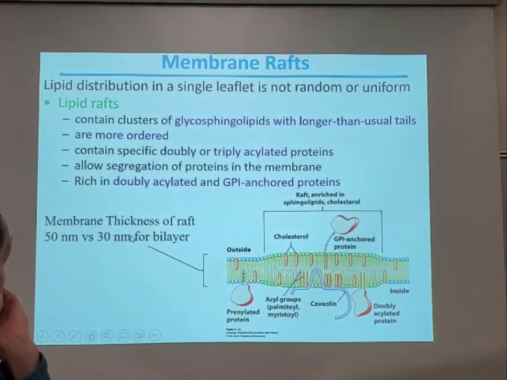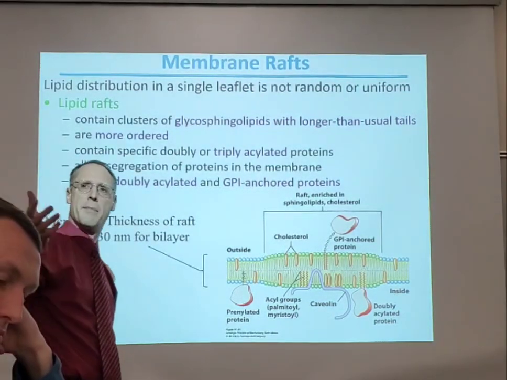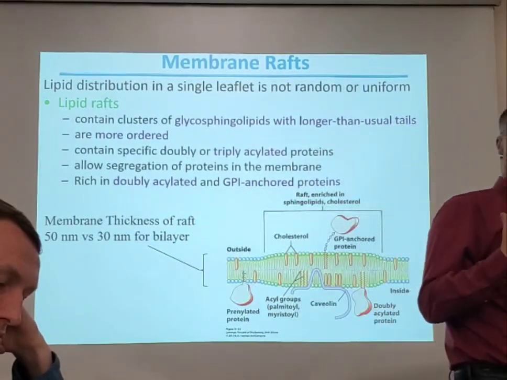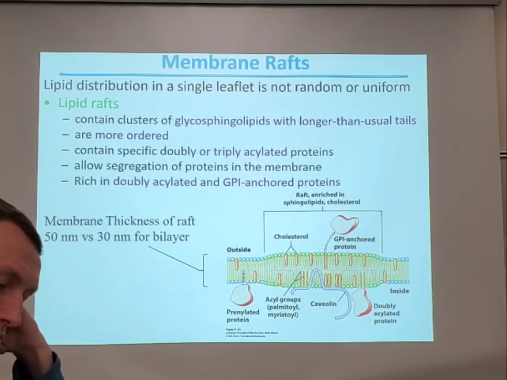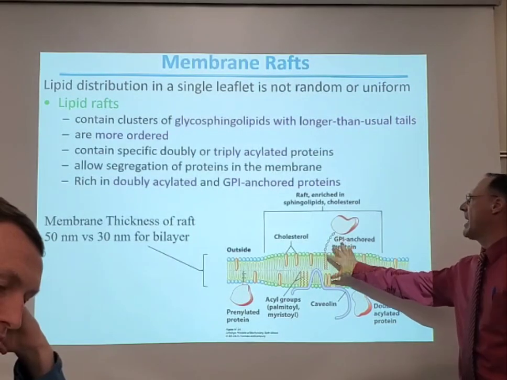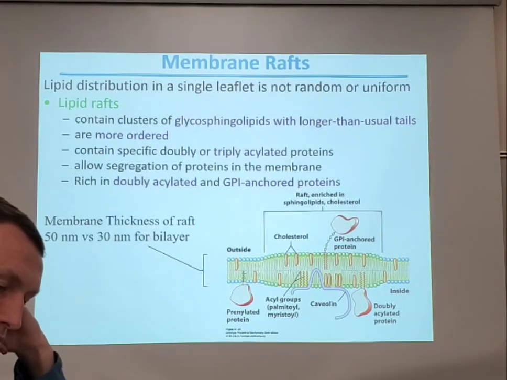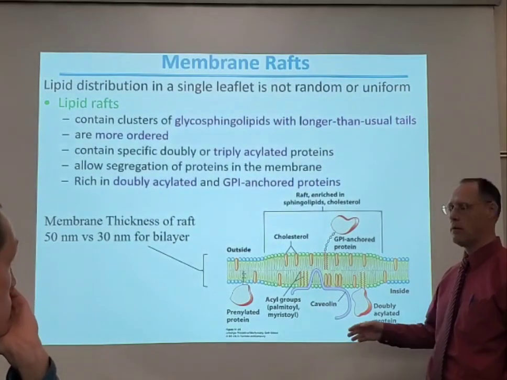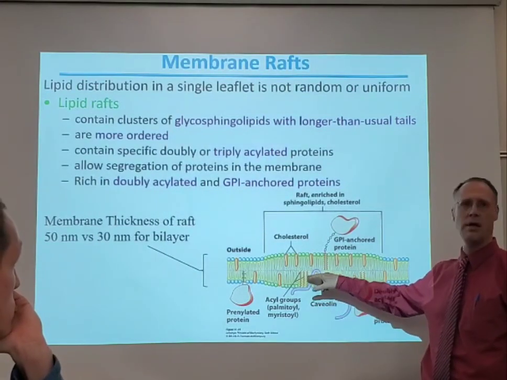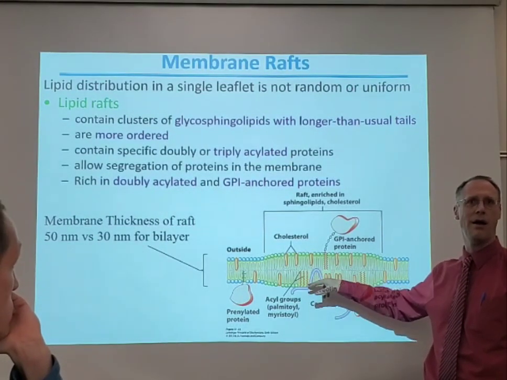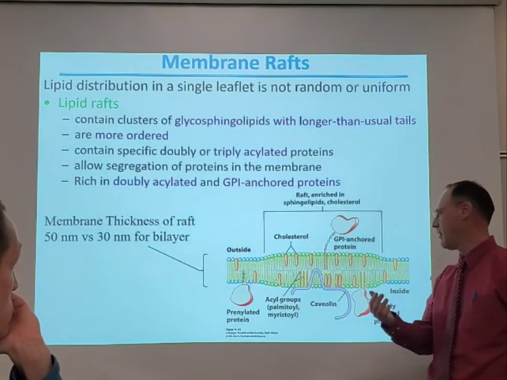Let's go forward. In the same fluid mosaic model, our cells build rafts, a structure that's thicker and more rigid that will actually be stitched together and will move as a unit. So this lipid raft is high in cholesterol, okay? It contains triply acylated proteins. Wow, what does that mean? That means I've got 3 acyl groups stuck off of it, right?